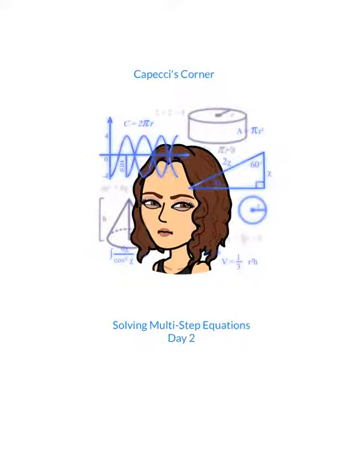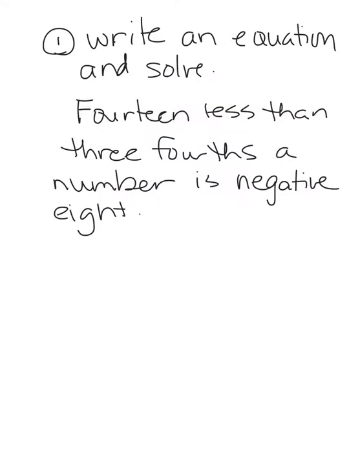In the last lesson, we looked at solving multi-step equations, and we are going to build on that concept today. Our first problem says write an equation and solve. So we have 14 less than 3/4 a number is -8.